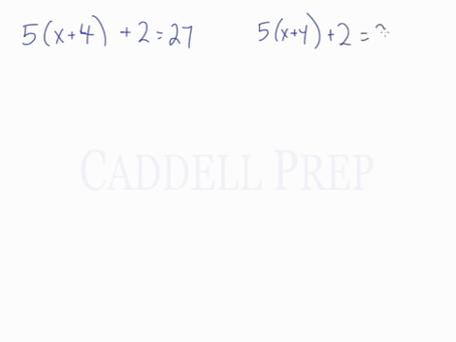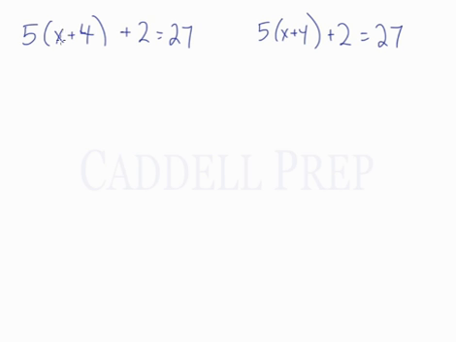Now I'm going to do one more example, but I'll show you how to do it 2 different ways. So 5 times x plus 4, or the sum of x and 4, plus 2 is 27. And I'm going to write this twice. Alright, so the first method we'll just do reverse order of operations or reverse PEMDAS.